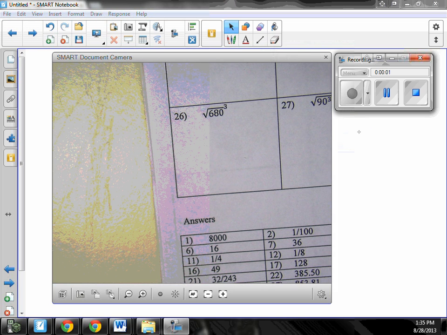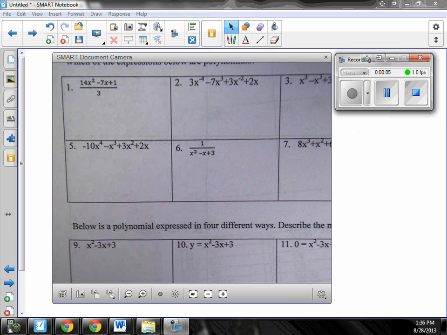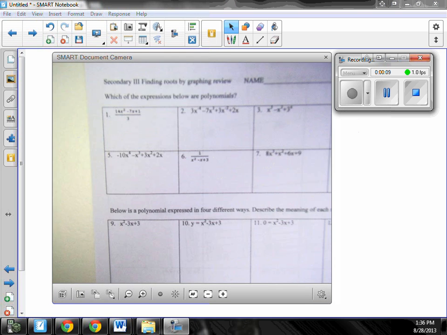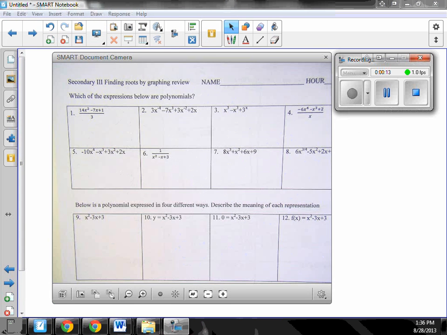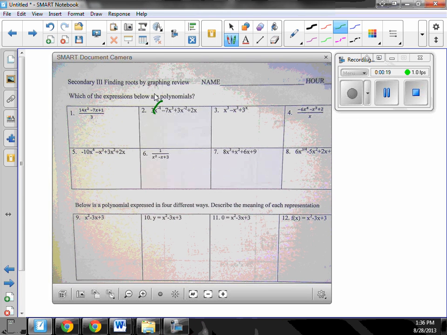Okay, if we look at these expressions, did you notice any that are obviously not polynomials? Number 2 is not a polynomial. How come? It has a negative exponent. In fact, it has 2 of them.